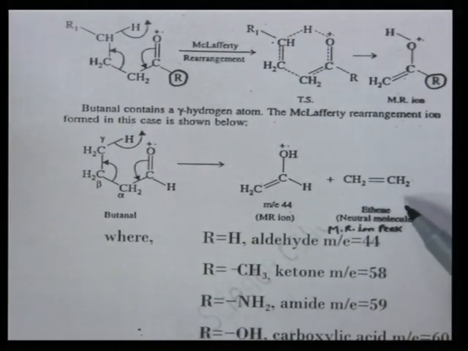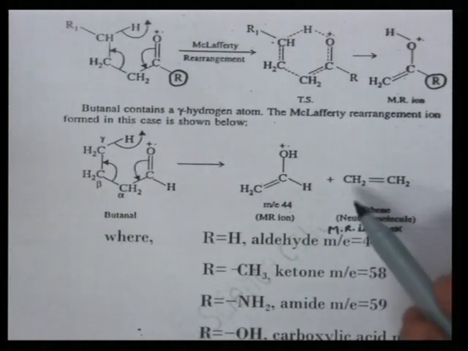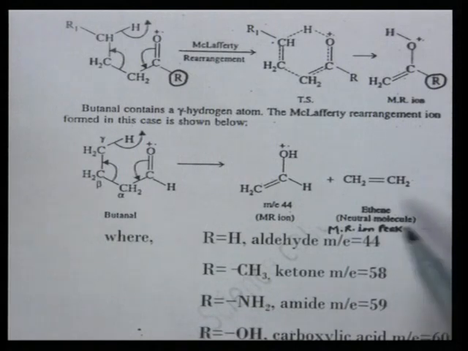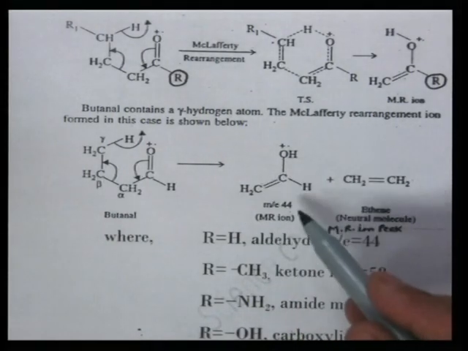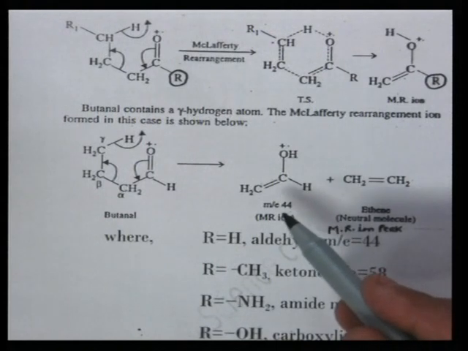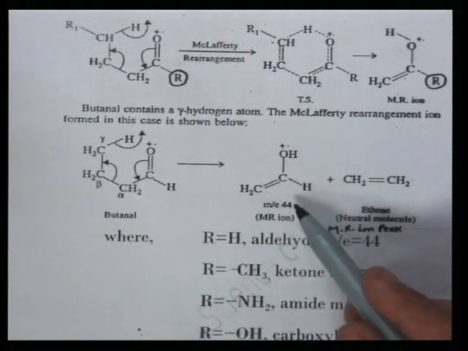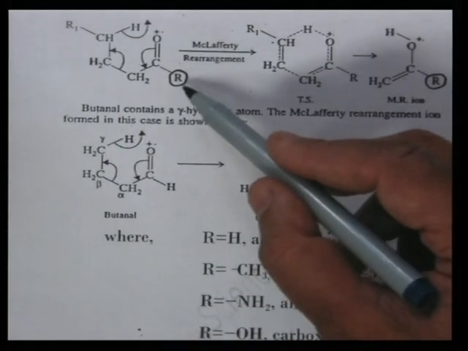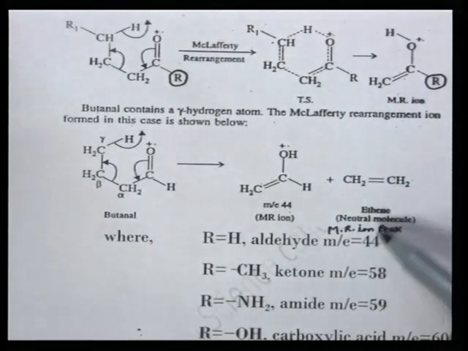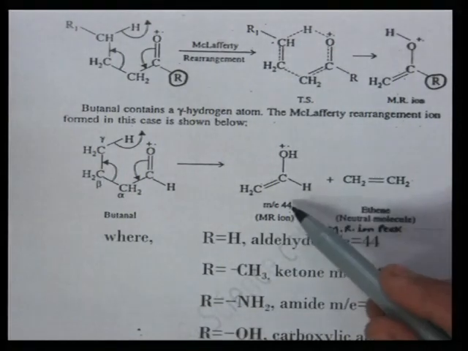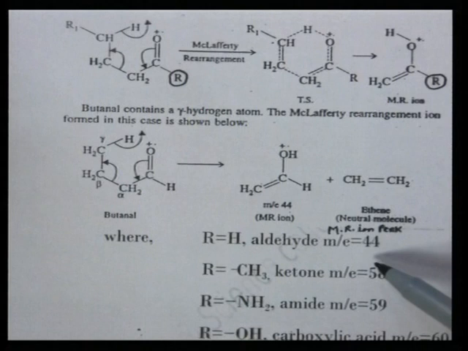This ethylene molecule is neutral, so it is not detected. It is not registered in the mass analyzer, that is why its m/z value is not given. This peak is the McLafferty rearranged ion peak, and in some compounds it is probably the base peak, as it is a highly stable radical cation. Here in this compound R is a substituent. If R is H, the example of butanol corresponds to m/z 44, the McLafferty ion peak at m/z 44.